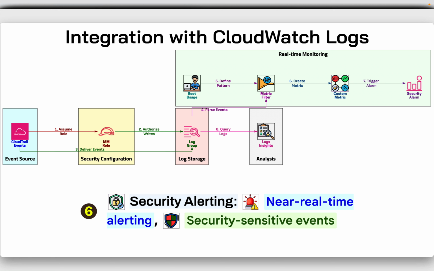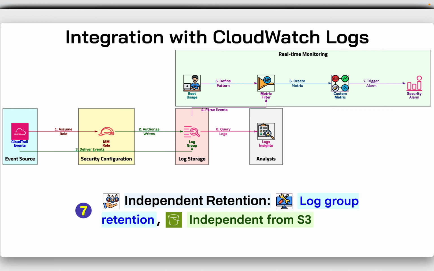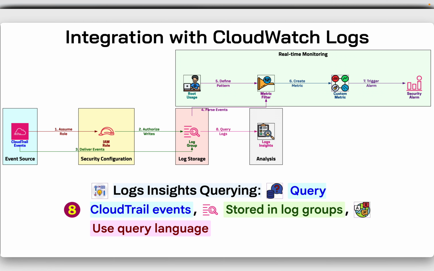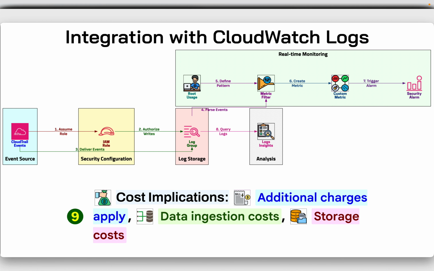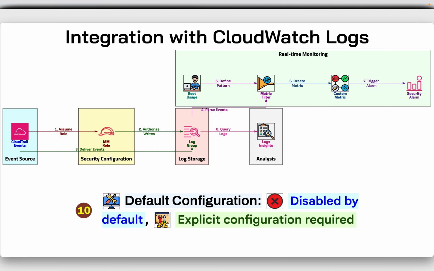CloudWatch Logs integration enables near real-time alerting on security-sensitive events. Log group retention can be configured independently from S3 storage retention. CloudWatch Logs Insights can query CloudTrail events stored in log groups using its query language. Delivering to CloudWatch Logs incurs additional charges for data ingestion and storage. CloudWatch Logs integration is disabled by default and must be explicitly configured.